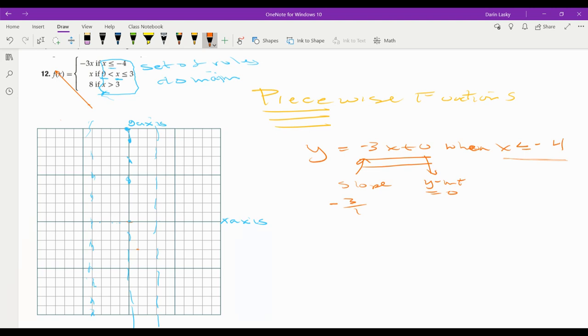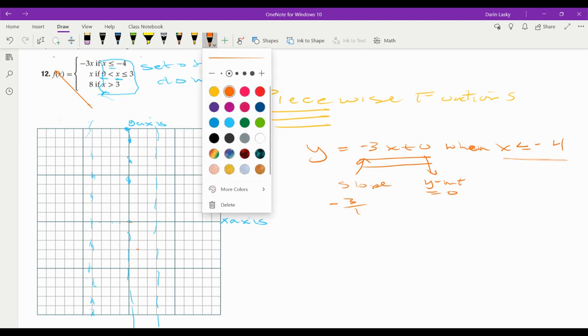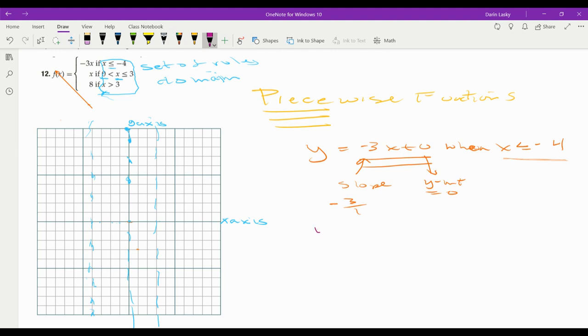Now, if we look at this one here, we're going to do this one in a different color. This one's a little easier to see. We'll do this one in purple. So this is the second one right here. y equals x. I'm just going to add a 0 because there's nothing there. When, or if, they use the word if, 0 less than x is less than or equal to 3.